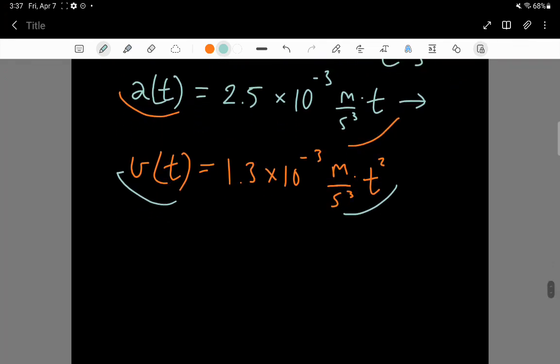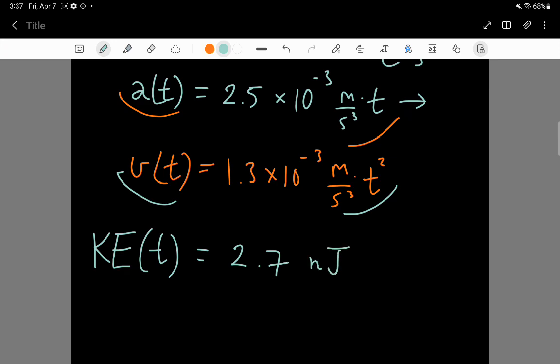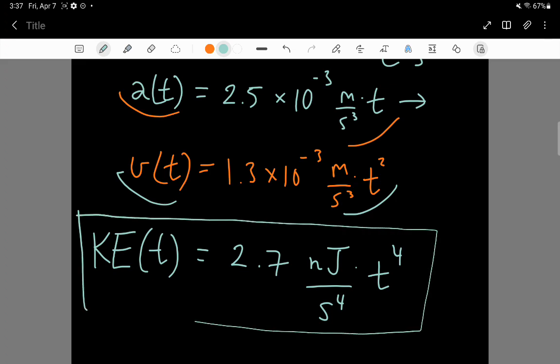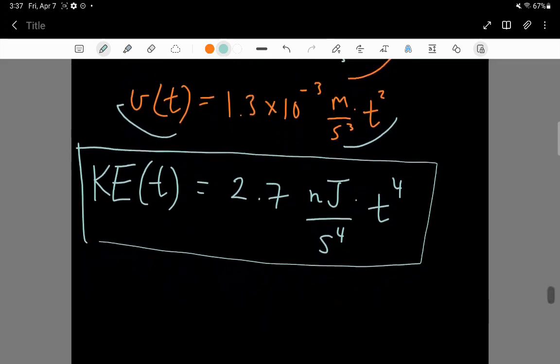And then the last detail is to build up the kinetic energy as a function of time. And the kinetic energy as a function of time turns out to be 2.7 nanojoules per seconds to the fourth power times time to the fourth power. And this is an expression for the kinetic energy right here.